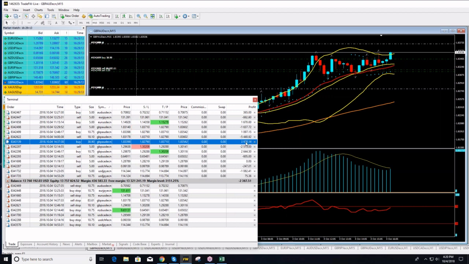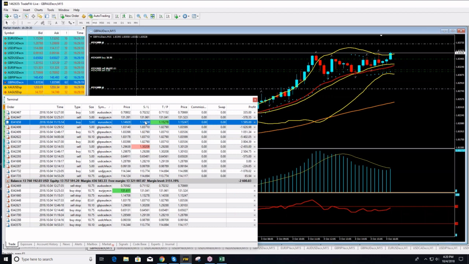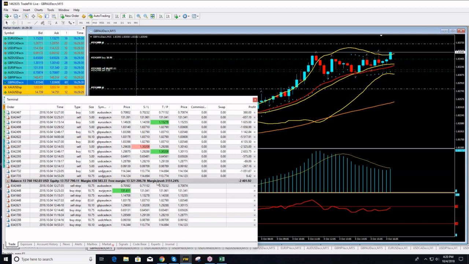We are getting ready to hit TPs on euro dollar, pound dollar, Paunozzi. Euro dollar is making us almost $1,600. Let's see, we see some action now. There we go.